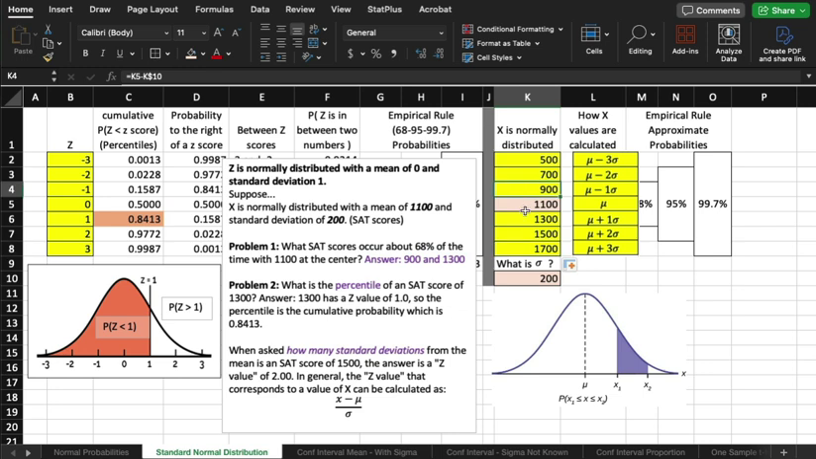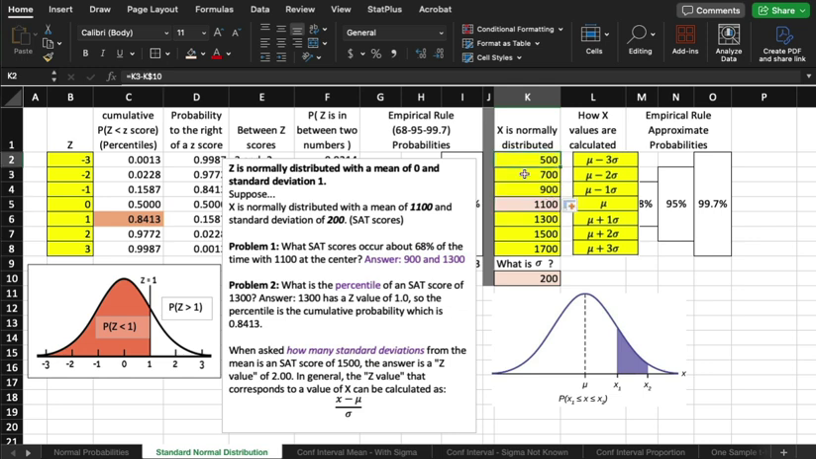And then on the negative side, you would have to subtract. So in K4, you're going to type equals K5 minus K$10, because you're subtracting the standard deviation from the mean. And again, you can click on that anchor and fill up.